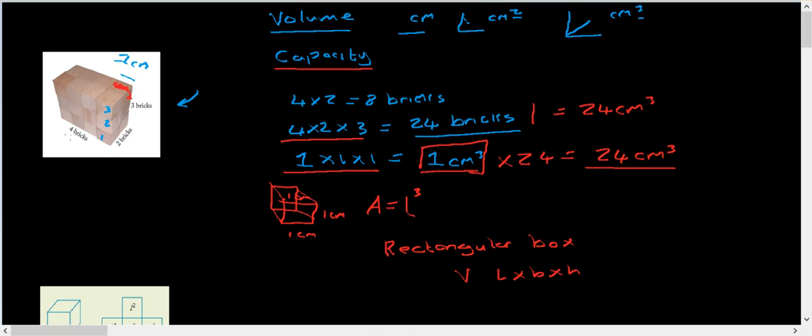So we have the height, the breadth, and the length. So if you're dealing with a rectangular box, the volume is going to be length by breadth by height.